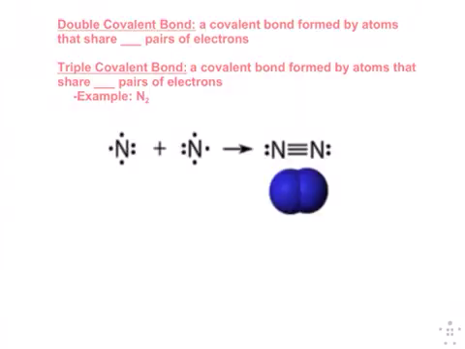So we can do this with double and triple covalent bonds. If it's a double bond, it's sharing 2 pairs of electrons. If it's a triple bond, we're sharing 3 pairs of electrons. You can either use the dot method to show these, or you can do the lines with the structural formula. This would be a single bond, a double bond has 2 lines, and a triple bond has 3 lines. Any questions?